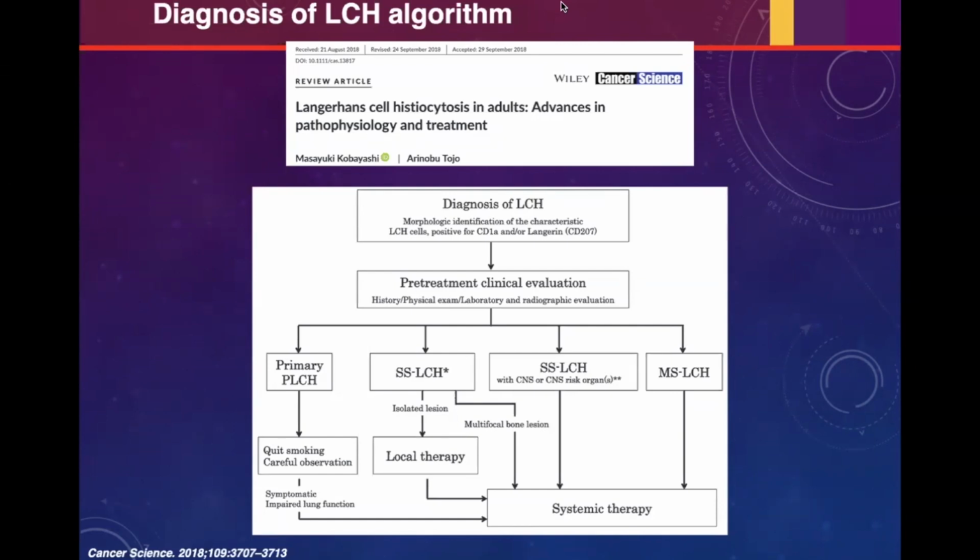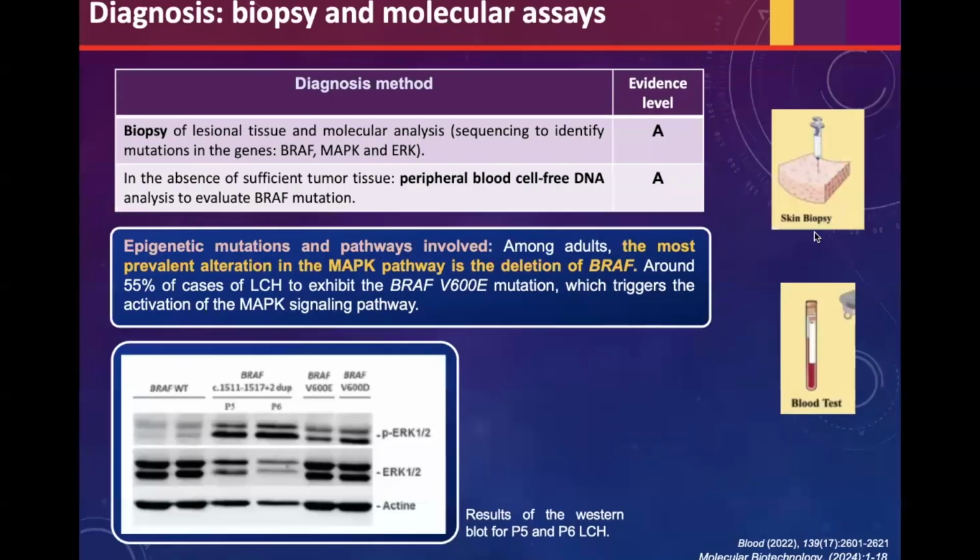In certain situations, such as vertebra or tissues near sensory organs, systemic therapy is recommended, as well as with involvement of craniofacial bones, eyes, ear, and oral cavity. And for the diagnosis, biopsy of lesional tissue and molecular analysis is mandatory, with level A evidence.